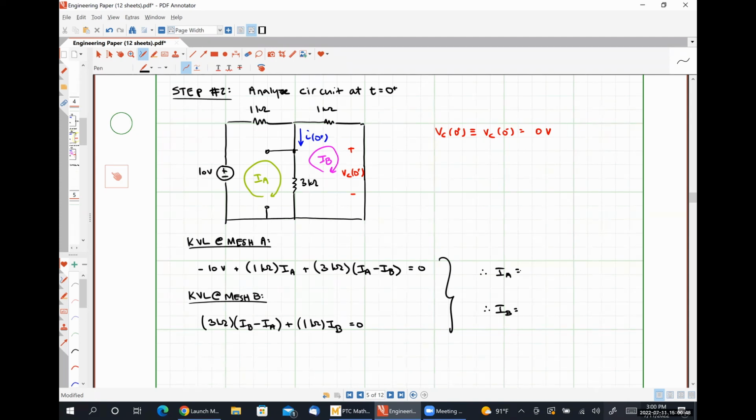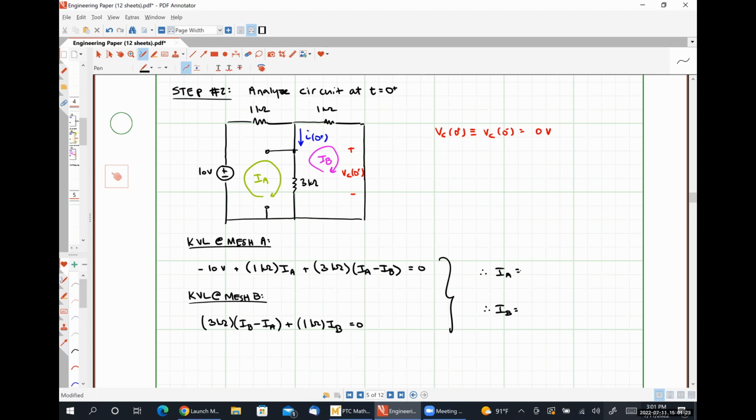All right, so for my first equation, my coefficient for IA is 1 kilo ohm plus 3 kilo ohms, so that's going to look like 4,000. My coefficient for IB is negative 3 kilo ohms, so that's negative 3,000. And my constant term is positive 10 when I move it to the right-hand side of the equal sign. For my second equation, my coefficient for IA is negative 3,000. My coefficient for IB is positive 4,000, and my constant term is 0.